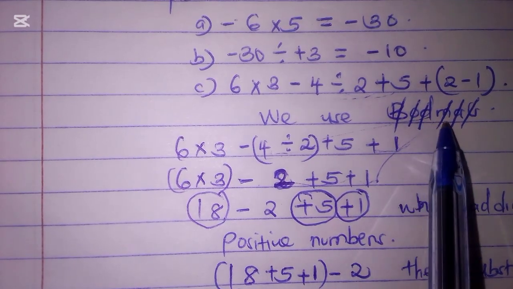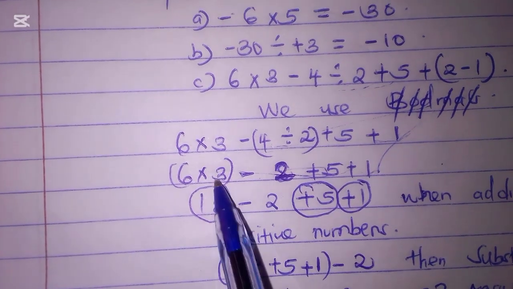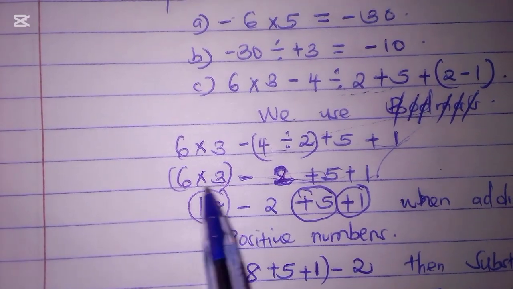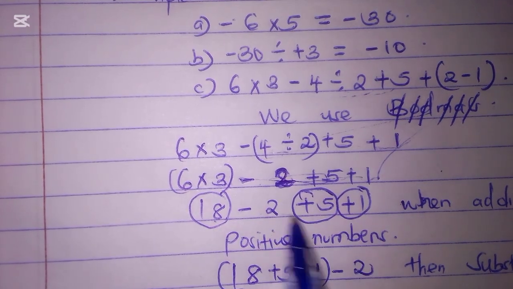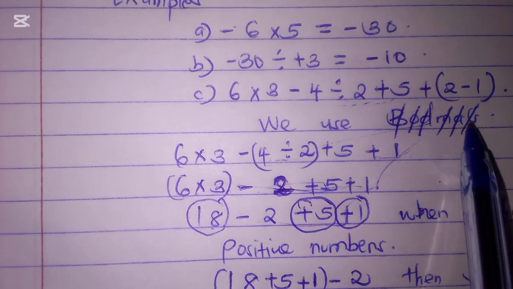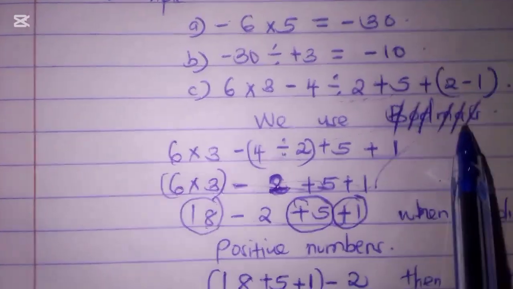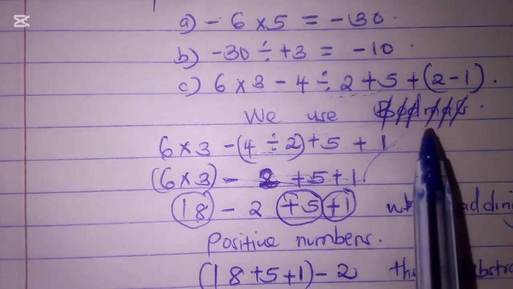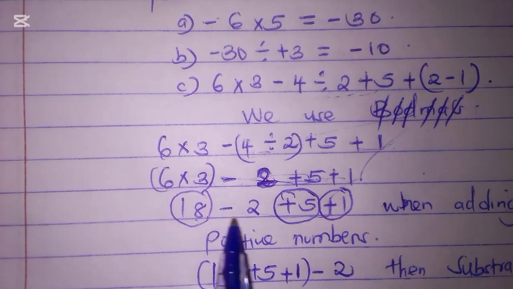After division, what else? Multiplication. Do we have multiplication? Yes, we have. That is 6 multiplied by 3. 6 multiplied by 3 is 18. So we write everything the way it is. Then after multiplication, we go to addition. This is where most people get it wrong when it comes to addition and subtraction. Most of the students make mistakes here.